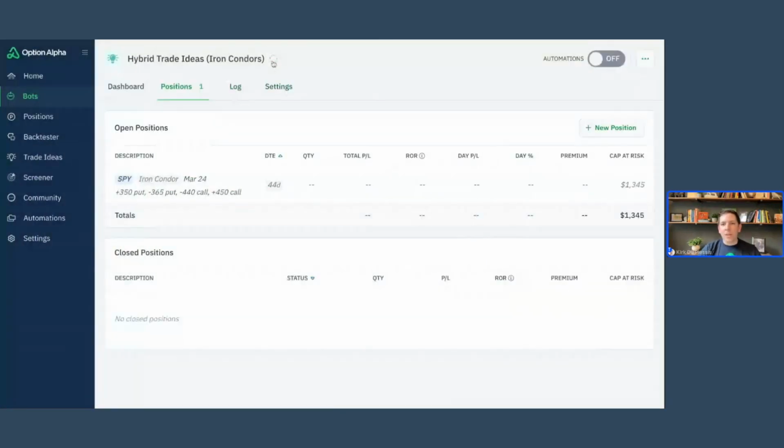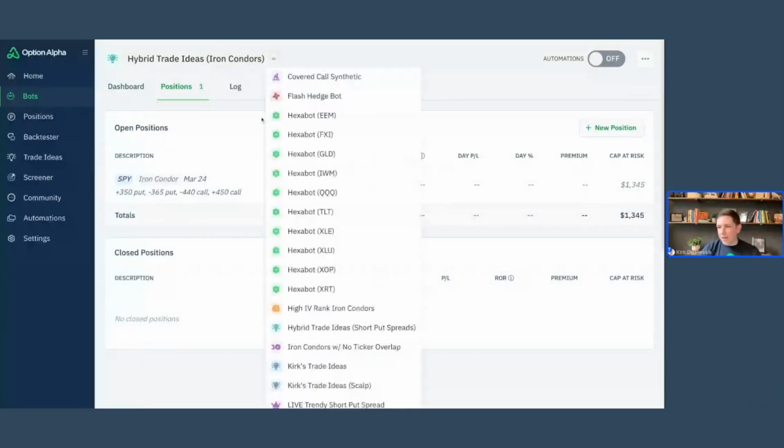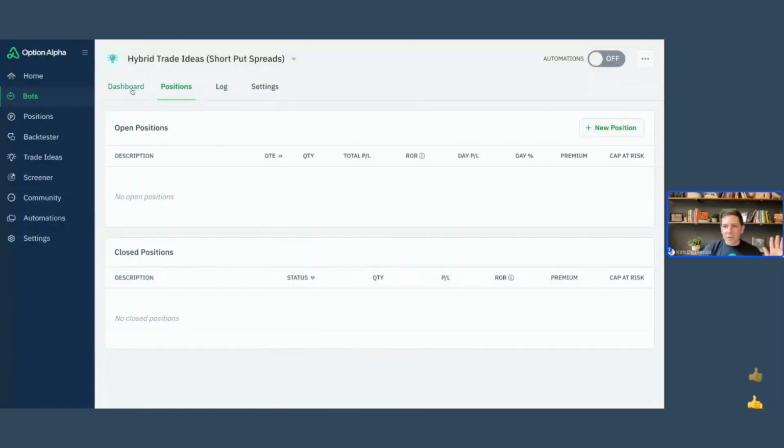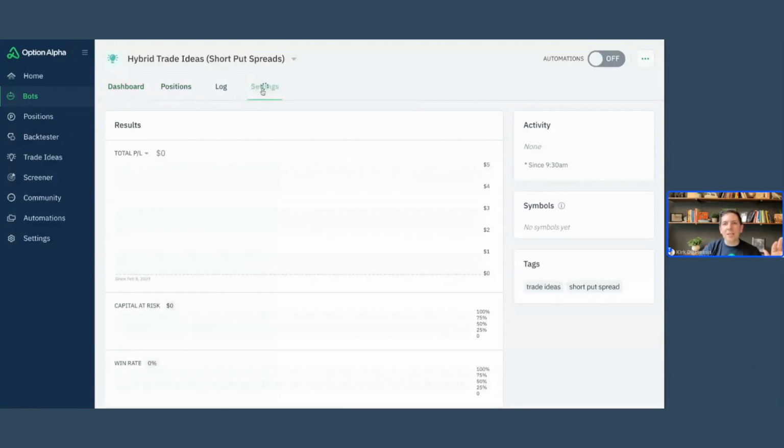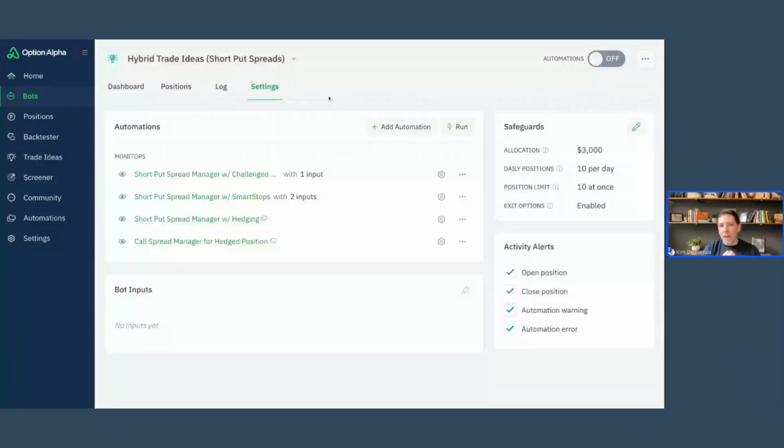One other example is short put spreads. So you could have a hybrid trade ideas bot. It has no positions right now, no history, no nothing. Inside the settings, I have a lot of automations. This is taking it, again, another degree. Like you can just use exit options and that's great. And I use exit options for everything now, right? That's like the default. But if you want to do even more, then you could set up additional monitor automations to handle all of those different scenarios.